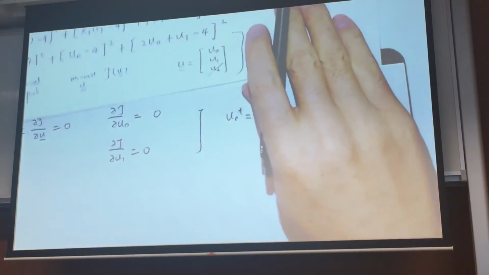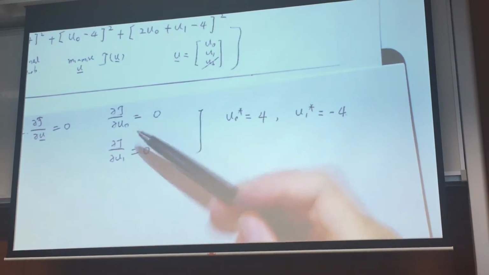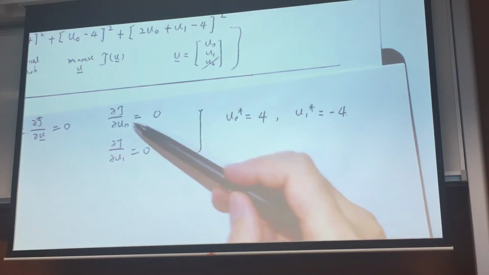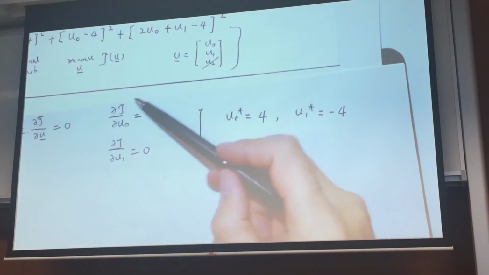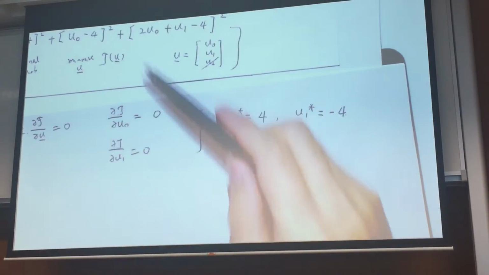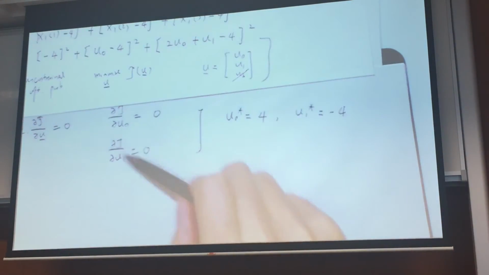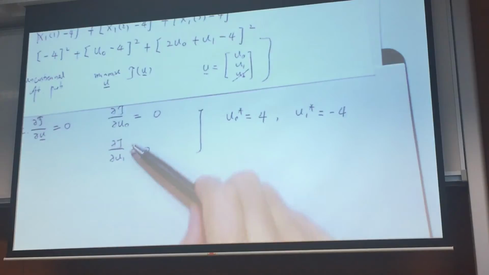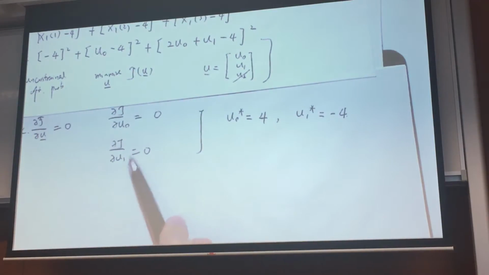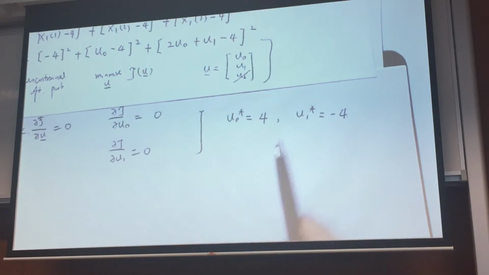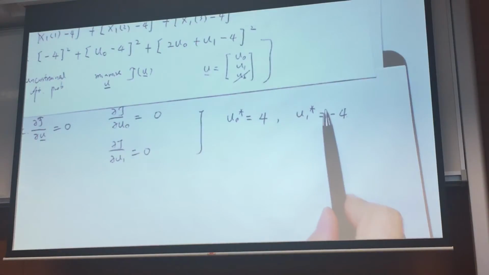So it's the same solution as by checking the necessary conditions. By checking the necessary conditions, you calculate the derivative, you make two equations with two unknowns, u0 and u1, and you will get the same solution.